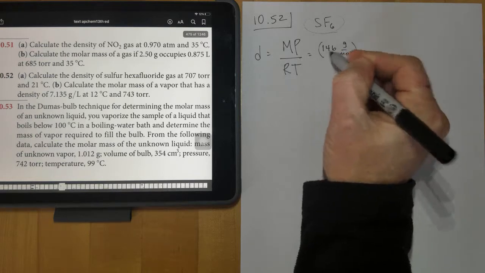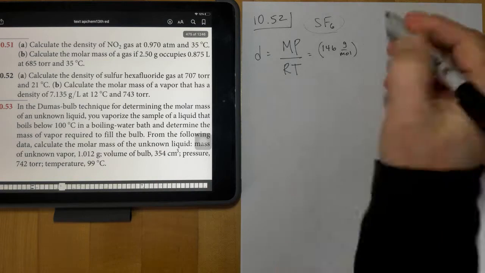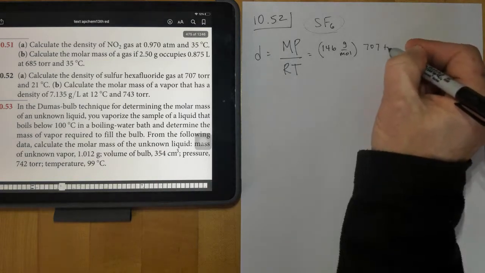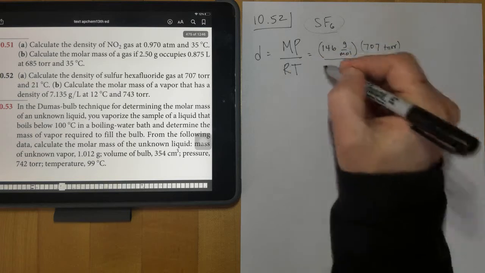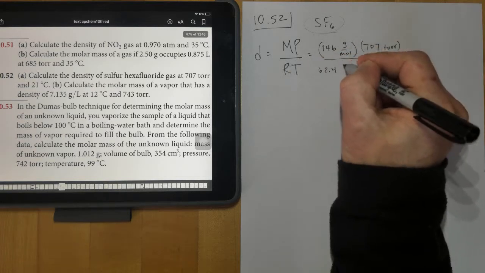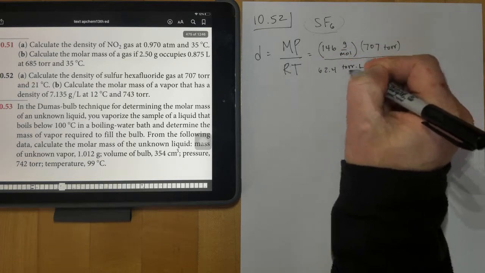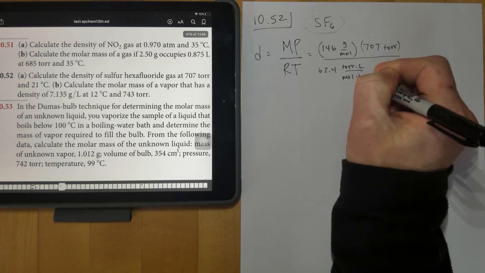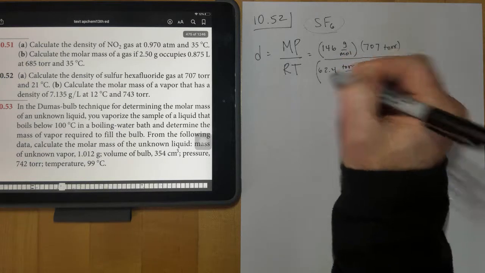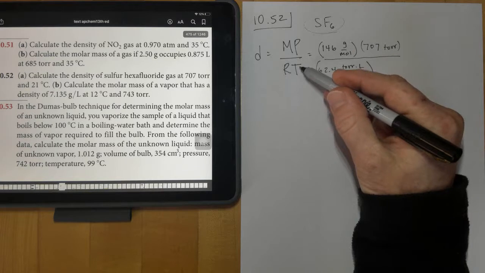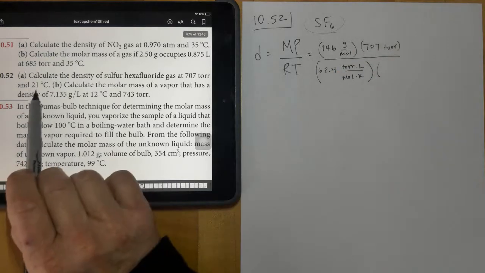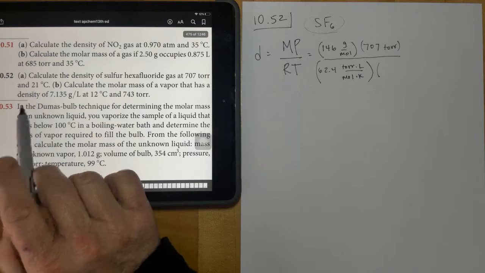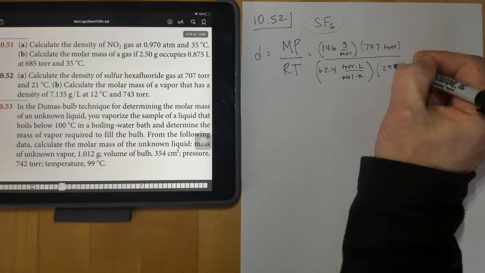And then the pressure, they tell us in the question, is 707 torr. And then the R you're going to have to use is for torr, so that would be 62.4 torr times liters per mole times kelvins. And then the temperature, of course, has to be in Kelvin. So 21 plus 273 would be 294 Kelvin.